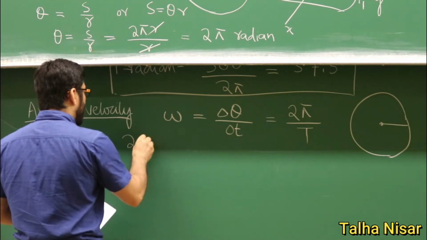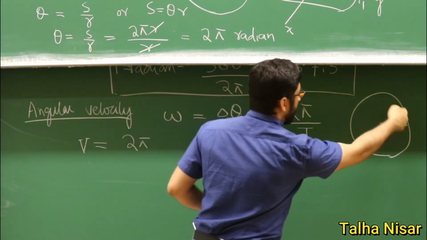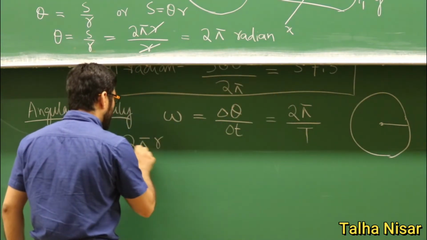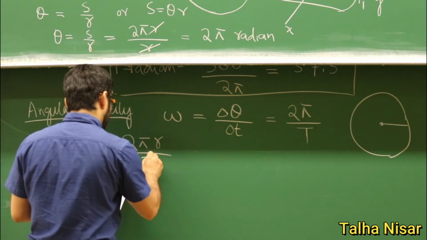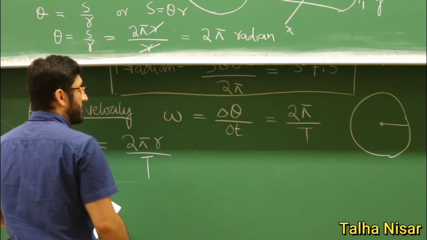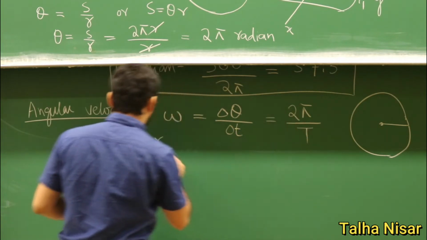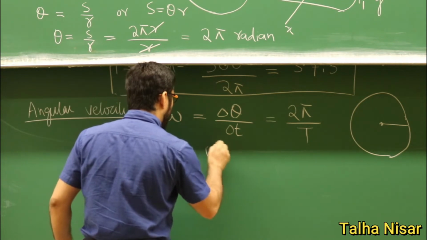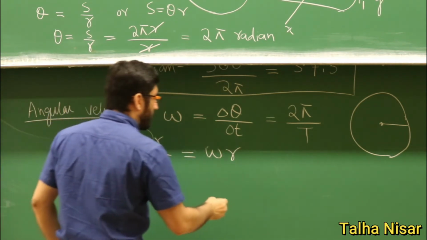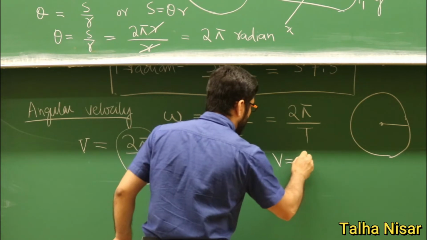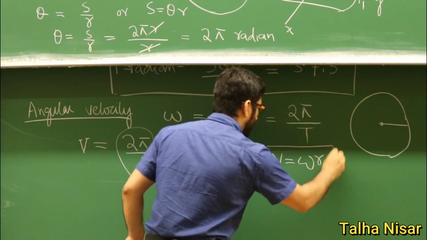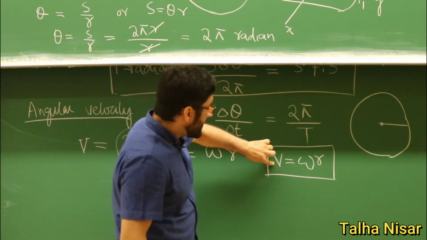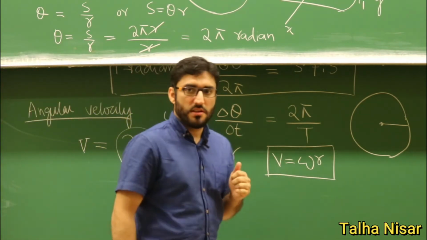So for the complete circumference, the length of the complete circumference is 2 pi r divided by t. But we know that 2 pi by t is equal to omega, so we have omega r. So the velocity is equal to omega r. This is the relation between the linear velocity and the angular velocity in this case.